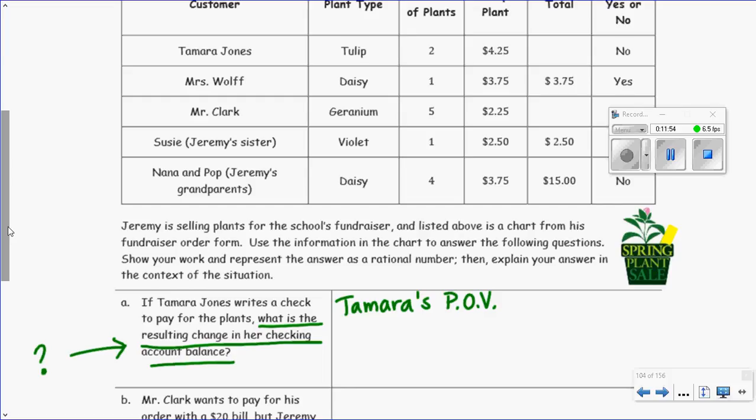So it's going to go down in her bank account, and she is buying 2 tulips. So 2 times negative 4.25 because she's paying 4.25 twice. You could also write negative 4.25 times 2. That's the same thing. Okay, go ahead and do that off to the side and see what the result is in her bank account.